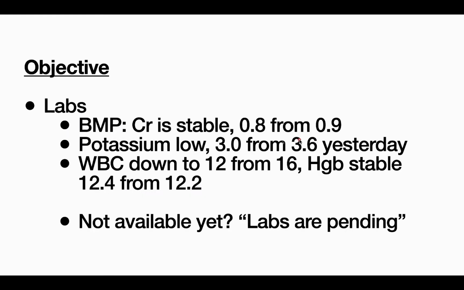All right, so for example, you might say for their labs on their BMP, their creatinine is stable. It's 0.8 from 0.9 yesterday. Potassium's low. It's down to 3 from 3.6. White blood count's down to 12 from 16, and their hemoglobin is stable at 12.4 from 12.2.